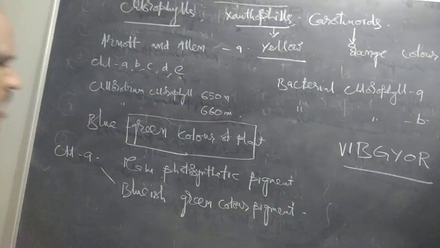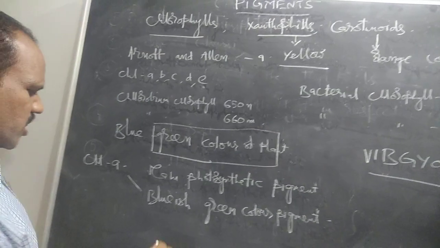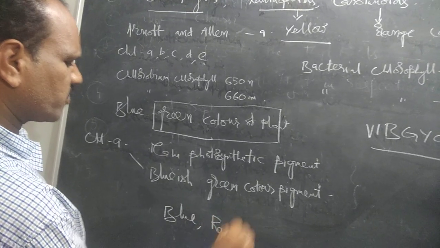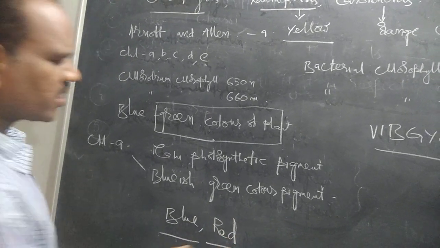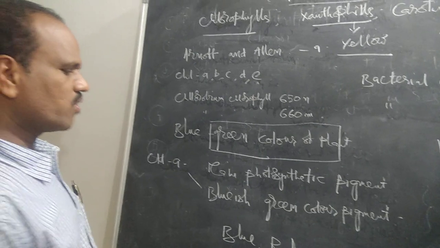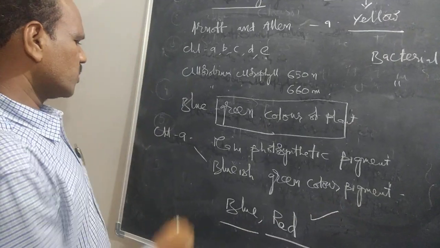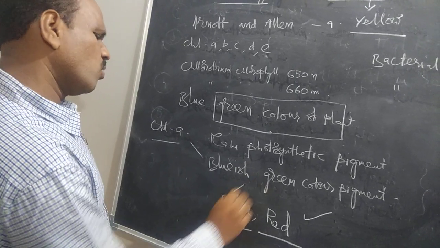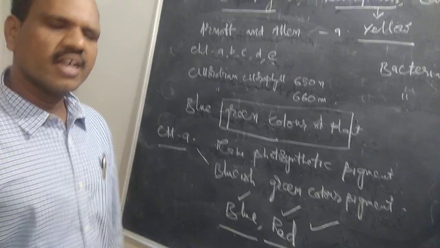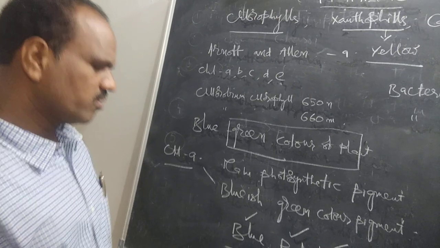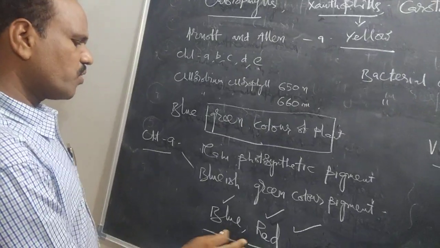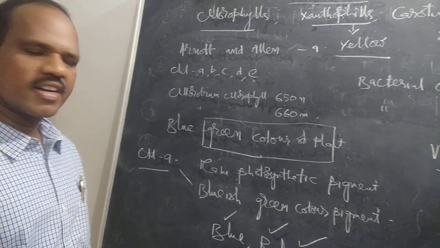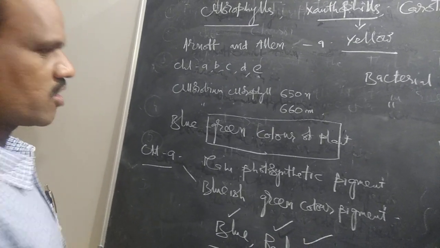Among these 7 colors, the main photosynthetic rate is high in blue color and red color wavelengths. That means chlorophyll A absorbs the light in blue and red colors and synthesizes the food material. That's why the main photosynthetic rate occurs in blue and red lights.